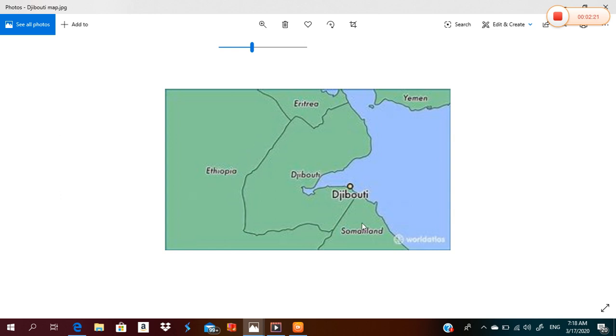Ethiopia, and Somalia. As you can see, Eritrea is in the north, Somalia in the south, and Ethiopia is in the north and in the west and in the south. Why? Because all of this is Ethiopia. Okay? And in the east of Djibouti, there is Aden Gulf. And this is Aden Gulf. Okay. Let's continue.